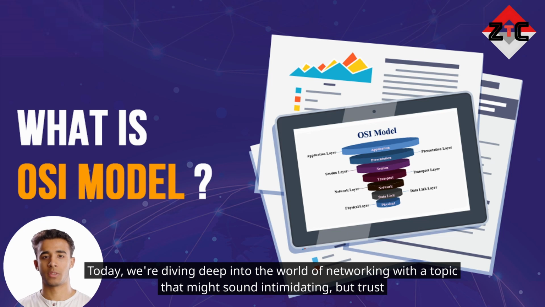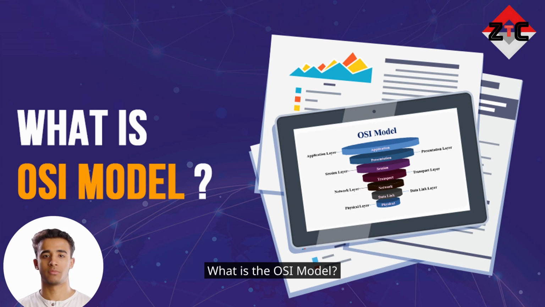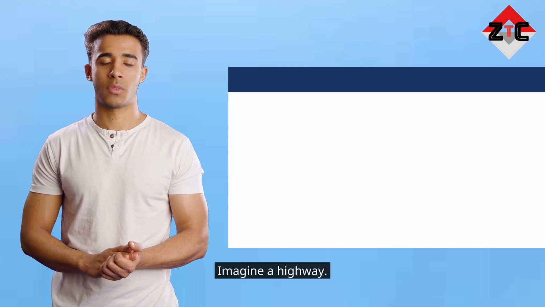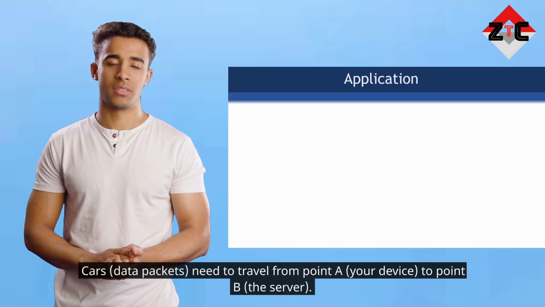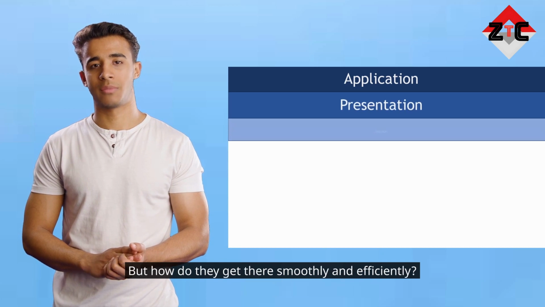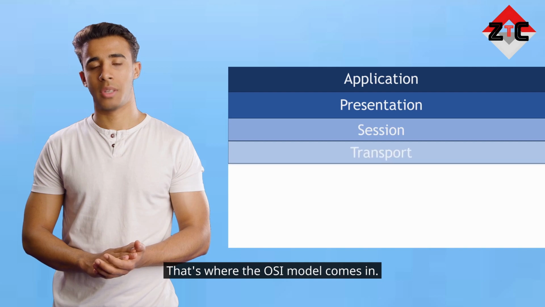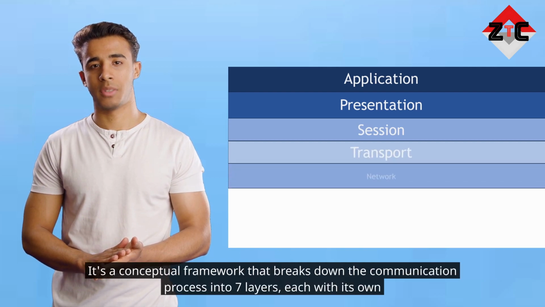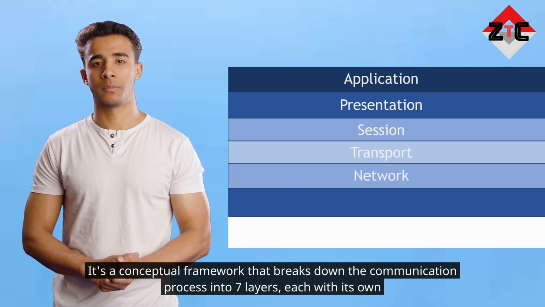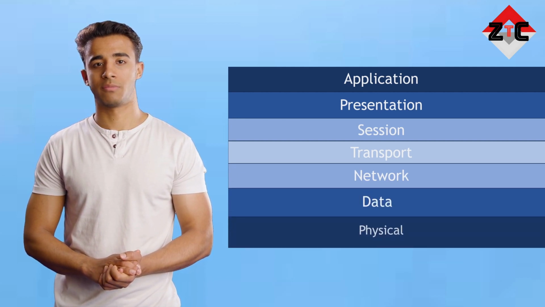Today, we're diving deep into the world of networking with a topic that might sound intimidating, but trust me, it's actually fascinating: the OSI model. What is the OSI model? Imagine a highway. Cars, data packets need to travel from point A, your device, to point B, the server. But how do they get there smoothly and efficiently? That's where the OSI model comes in. It's a conceptual framework that breaks down the communication process into 7 layers, each with its own specific role.